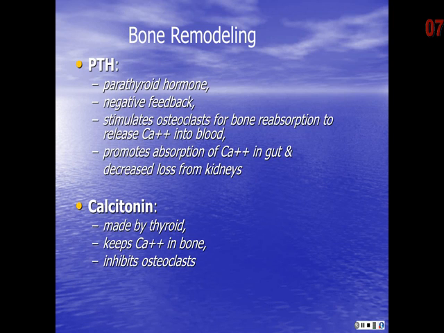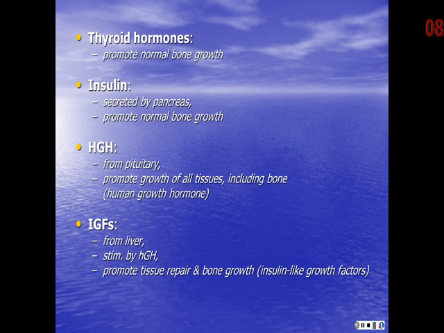Calcitonin is produced by the thyroid and also is going to work on a negative feedback loop with blood calcium levels. When blood calcium gets too high, calcitonin inhibits the osteoclasts to stop bone breakdown. The rest of the hormones will promote normal bone growth.